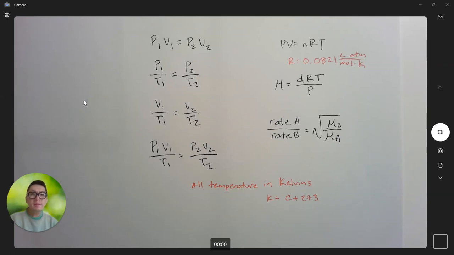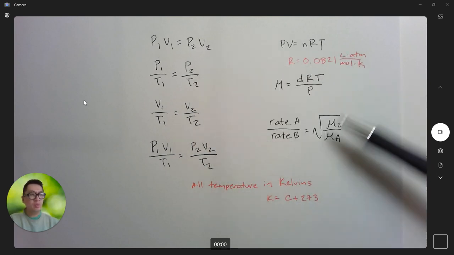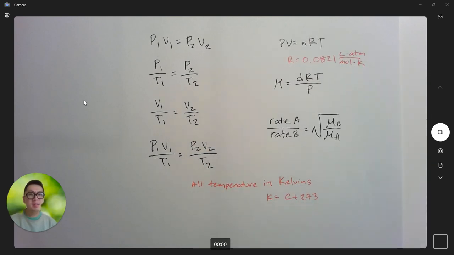Okay, so I'm recording this so that you know what will be on the chapter 10 and 11 test that's coming up. First of all, a few things. These are the equations here that will be given to you on the test.